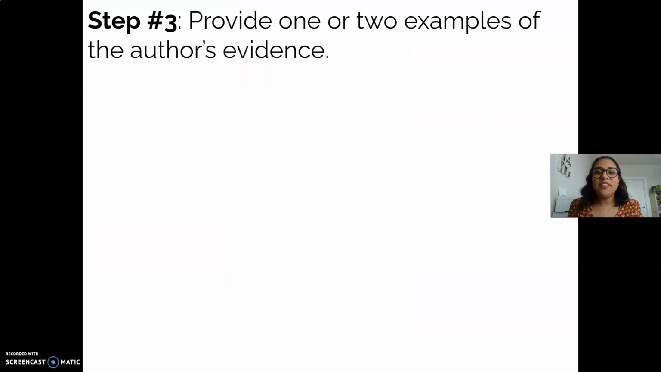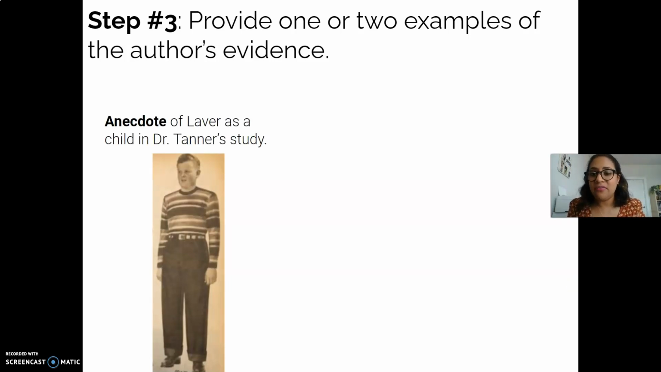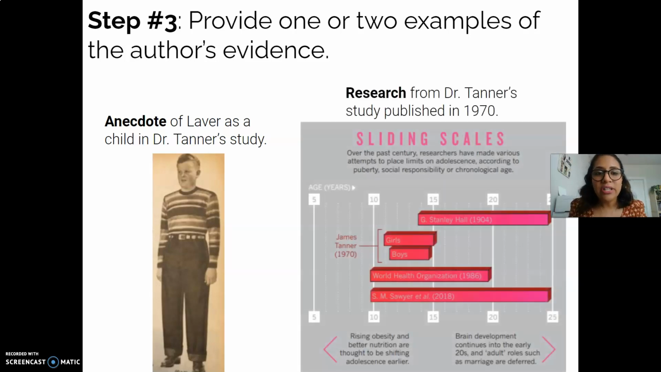Okay, once you've identified what types of evidence the author is using and why, then for step number 3, you're going to provide 1 or 2 examples of the author's evidence. Going back to the article, The Shifting Boundaries of Adolescence, the author, Heidi Ledford, uses the anecdote of LeVere as a child in Dr. Tanner's study, as well as research from Dr. Tanner's study that was published in 1970. These are two types of evidence that she uses in the article in order to illustrate her main argument.